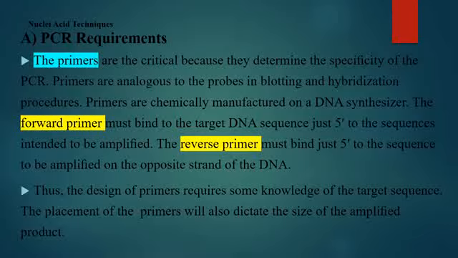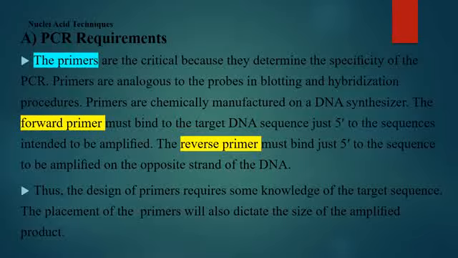Now, the primers are said to be analogous to probes. We'll come to the probes later in blotting and hybridization procedures. These primers are chemically manufactured in a DNA synthesizer. They are manufactured for studies.